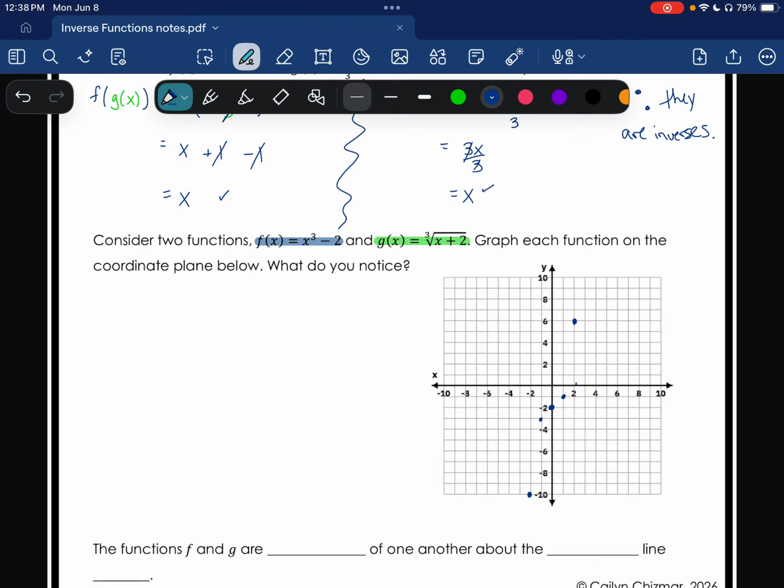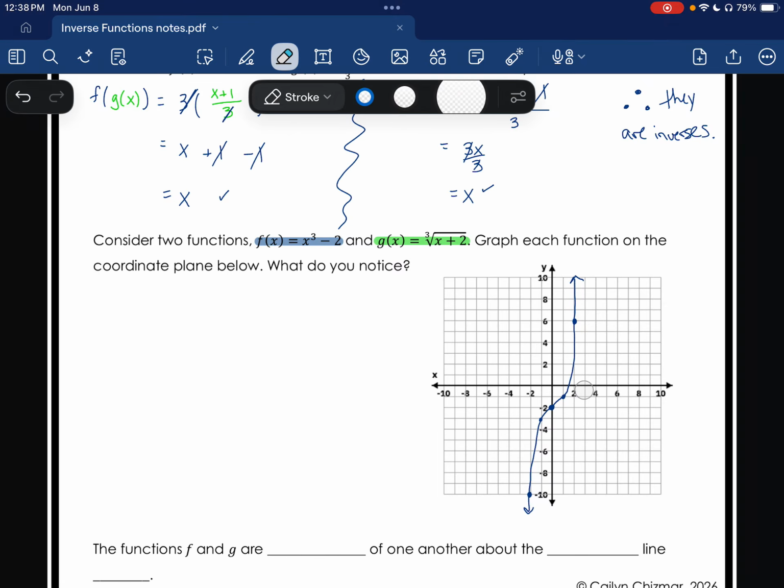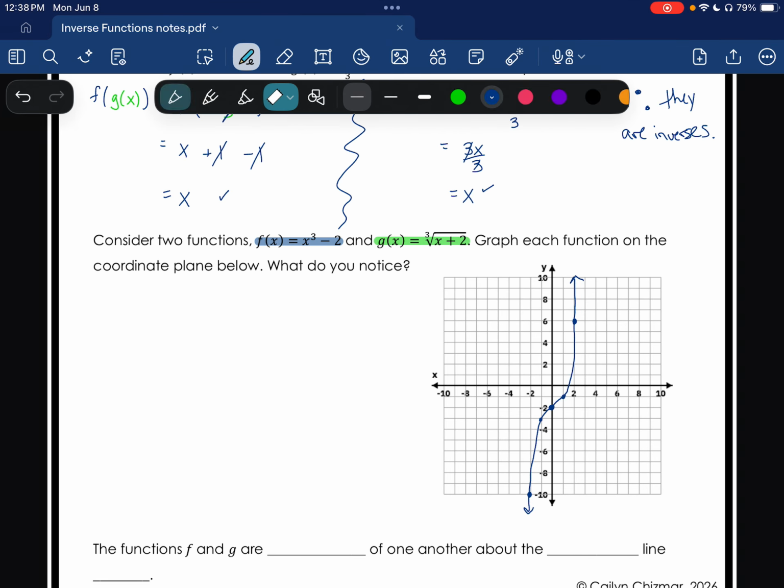So g of x is a cube root graph, and it has moved left 2 units. So it's got its middle point here, and it goes up 1 over 1, up 2 over 8. So connect these dots. And it's kind of like a cute image. I don't know, this is my idea of art, I guess.